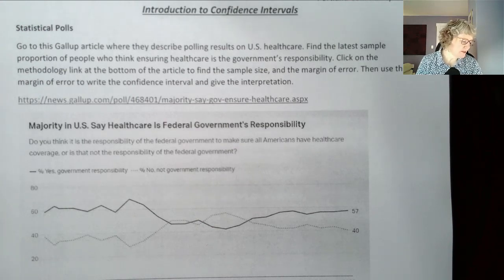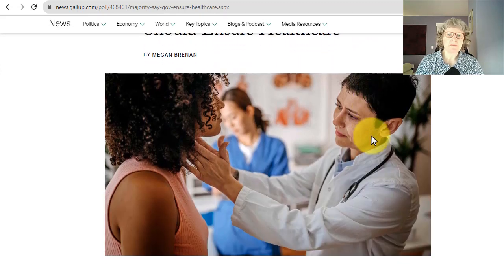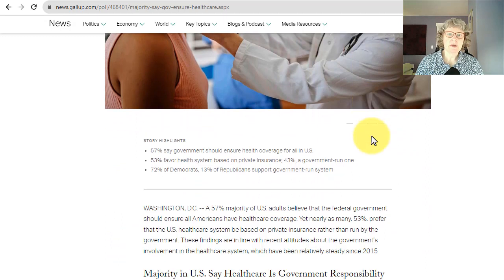And I have the link for you in D2L. So it's a Gallup poll, and they're describing polling results on U.S. healthcare. Okay, so I'm going to actually go to the article and show you there, since it's in color. Headline is majority in U.S. still say government should insure healthcare. And we have some highlights right here.